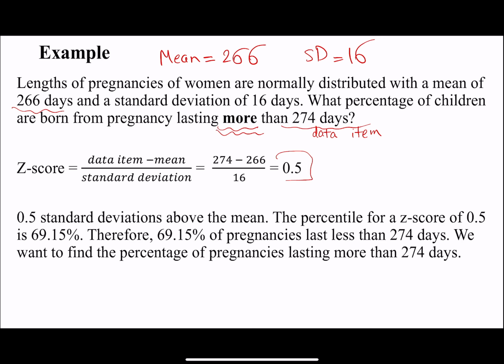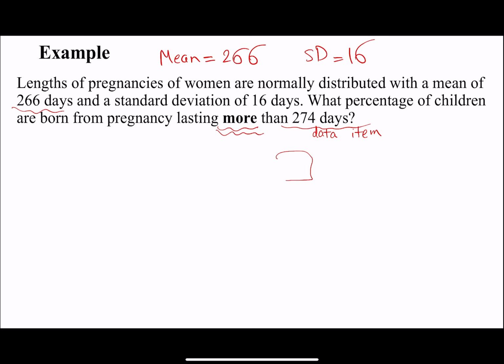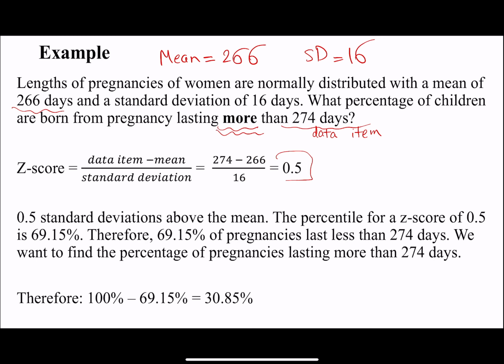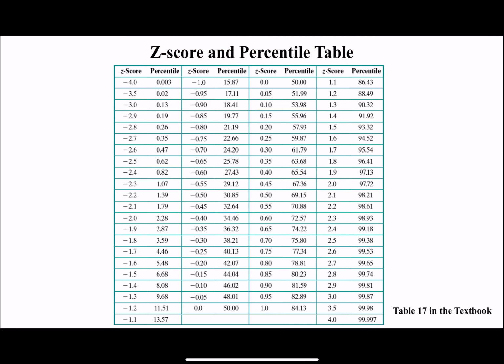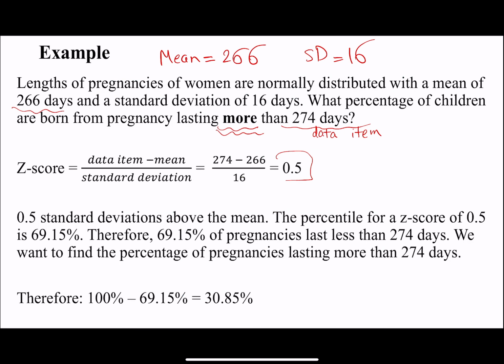Okay, I look at the table for positive 0.5. Here we go. Guys, be careful about positive and negative. The z-score is positive 0.5. So the percentile is 69.15. Okay, 69.15%. That is the percentile.